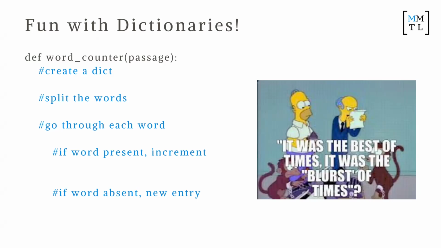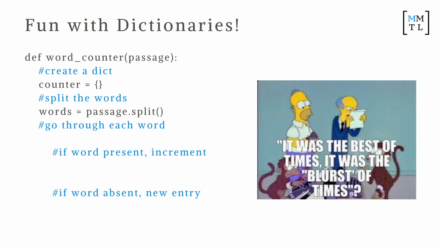The third is to go through each word. The fourth is if the word is present, you increment. If the word is absent, that is, we're seeing it for the first time, then we have to create a new entry. Okay, so let's take a look at what that means. So I create a dictionary called counter. I split the words. Okay, so words equals passage split.